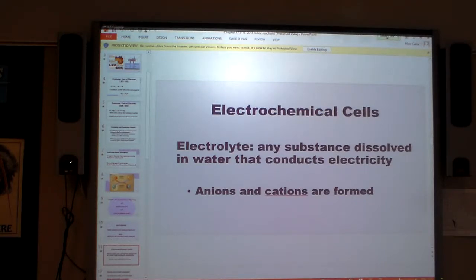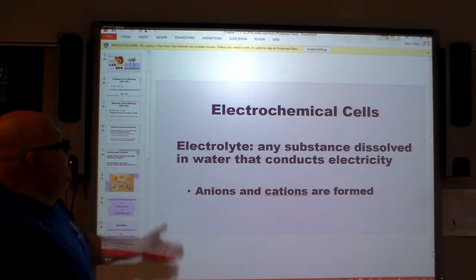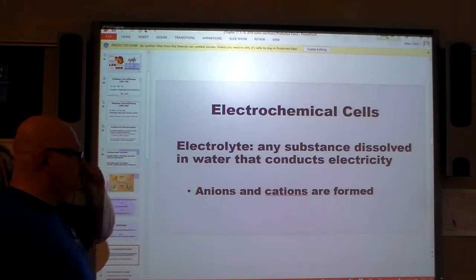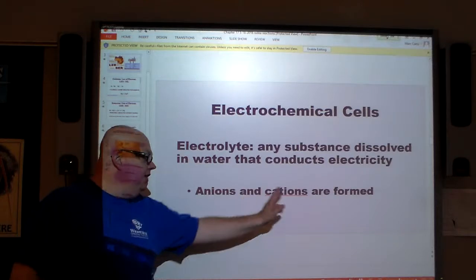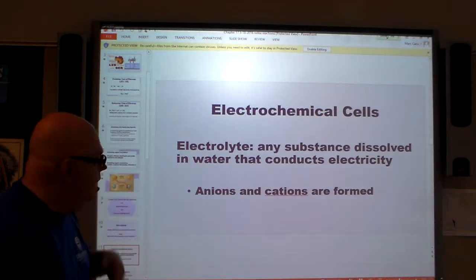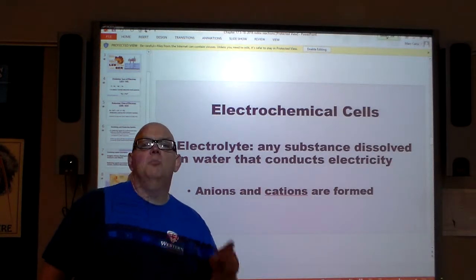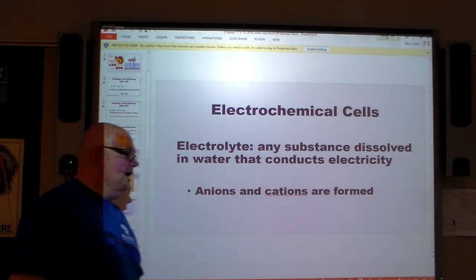Now, electrolytes are any substance dissolved in water that conducts electricity. An example of an electrolyte we could look at is sodium chloride. That's a good conductor of electricity. You have positive and negative ions in there, okay? So you have anions and cations that are formed in the process. Anions are negative ions, cations are positive ions.